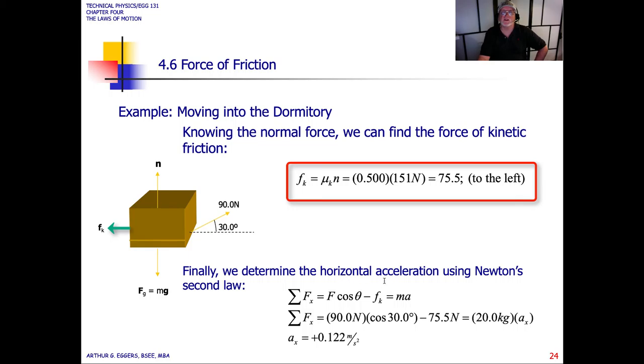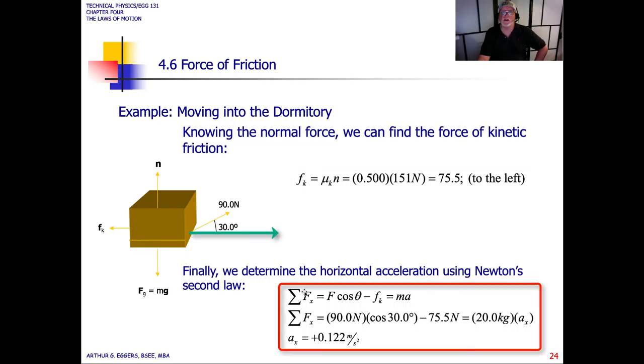Finally, then, we can determine the horizontal acceleration using Newton's second law. You'll notice now we're not in equilibrium. We are now in motion. So we are going to switch to the x-axis. The sum of the forces in x is the force cosine theta, that's the tension in the rope, minus the frictional force in the opposite direction. And now instead of setting it equal to zero, we set it equal to mass times acceleration. So we have 90 newtons times cosine of 30 degrees minus 75.5 newtons, which we just solved for, the kinetic friction. And we set that equal to the mass of the box, 20 kilograms, times the acceleration.